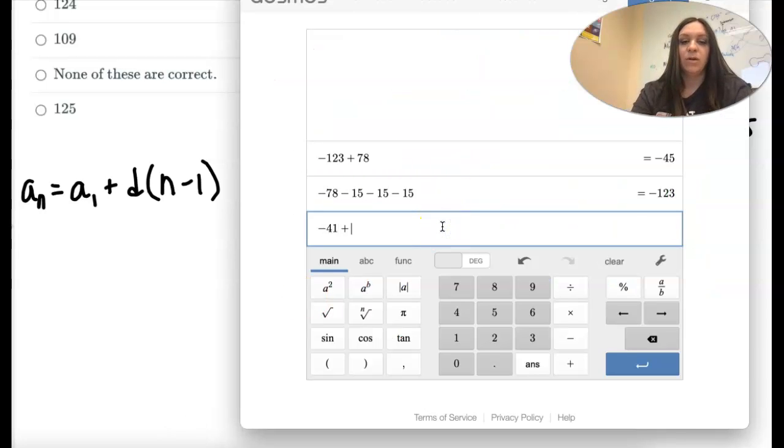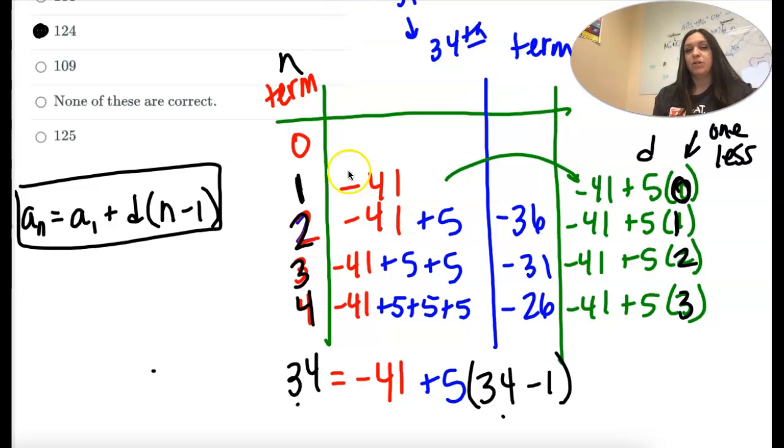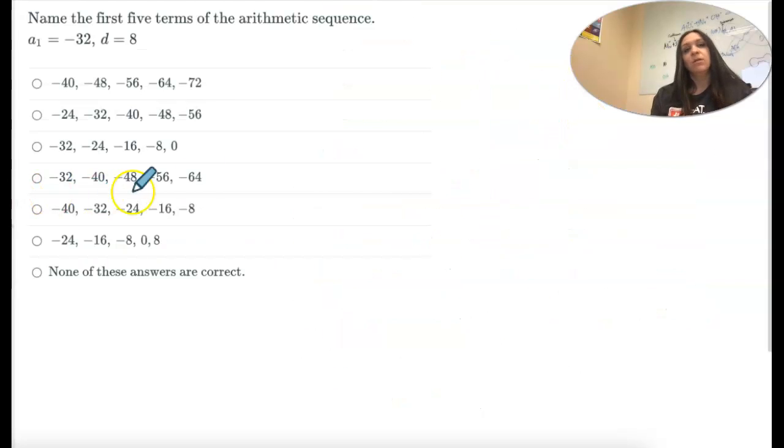So negative 41 plus 5 times 33 is 124. Okay, so we're going to keep using this as we go through the problems, but I wanted you to see where it came from.